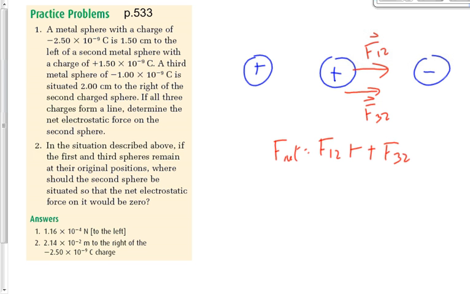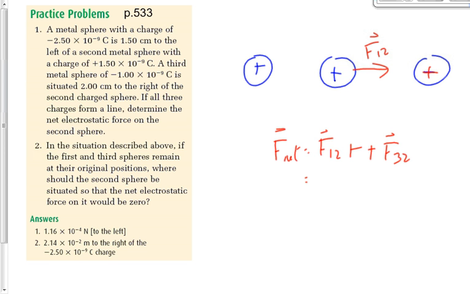In this case, F12 and F32 would both be positive numbers, but there are situations in which one or both of them might be negative. Maybe this is a positive charge over here, not a negative charge.